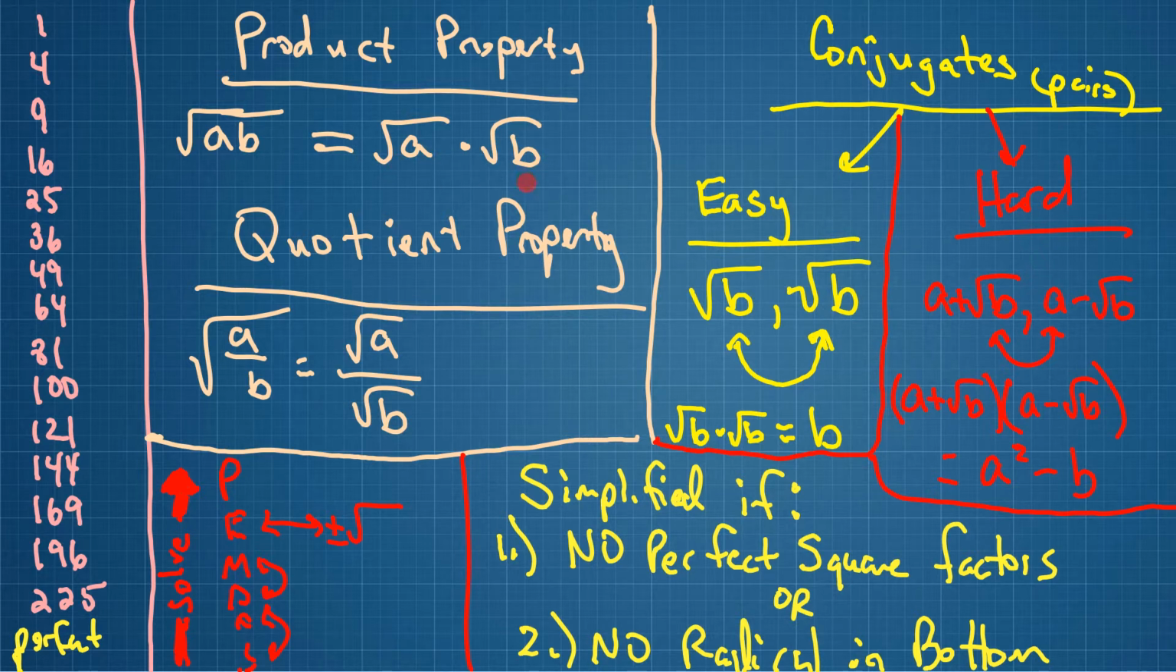Remember, I call the radical a jail. So if both numbers are inside the jail, you can multiply them together and make them into one jail. I use the quotient property a lot. When I have a fraction inside the radical, I'll take the radical at the top and the radical at the bottom.